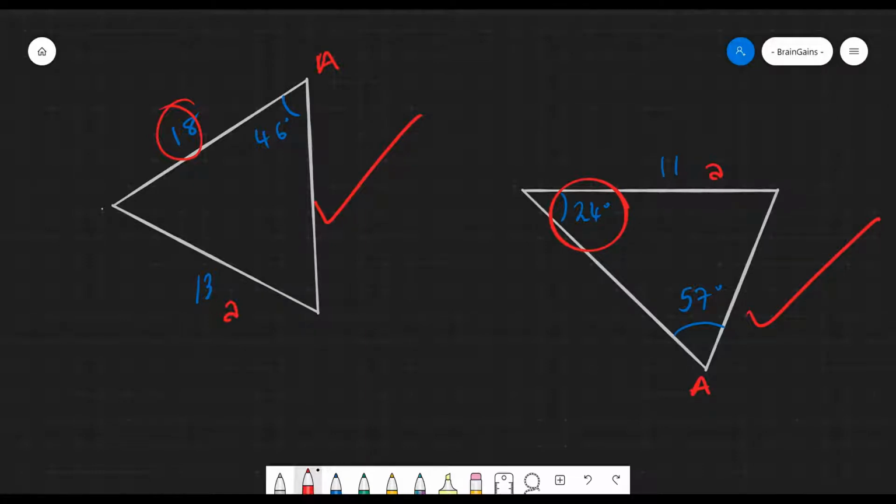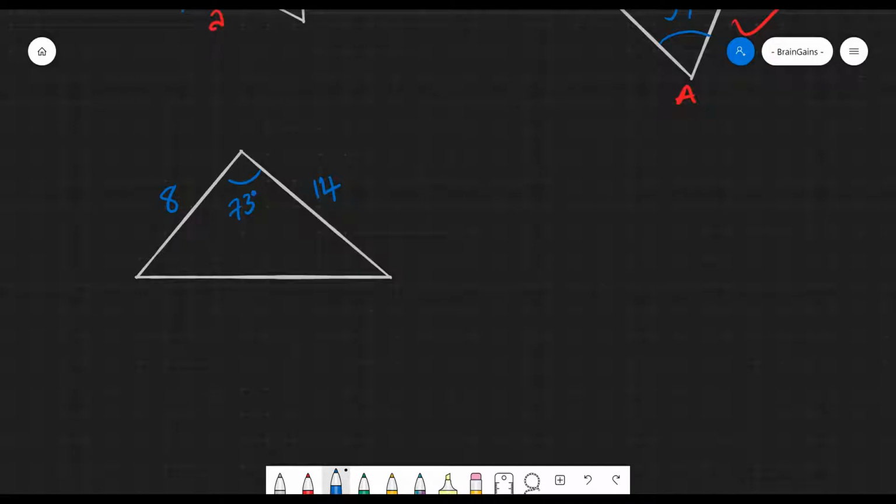Now, if we take a look at an example where the sine rule is not applicable, here we see that if we call this angle A, then this must be side A. But we don't know what side A is. And because angle A is the only angle we have, this means that we don't have an angle and its corresponding side. So in this situation, the sine rule is not applicable.